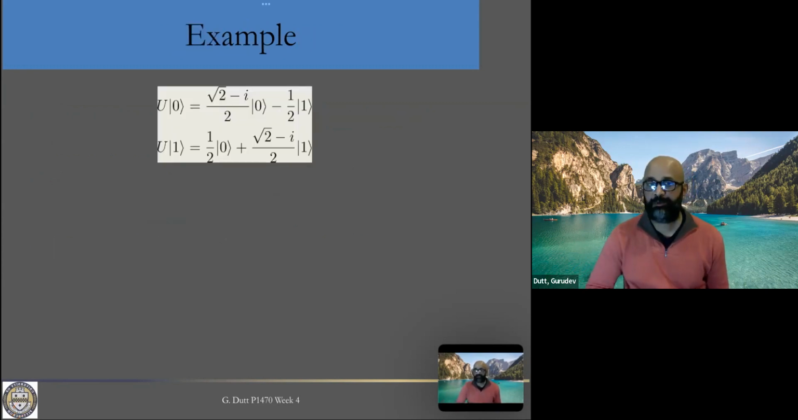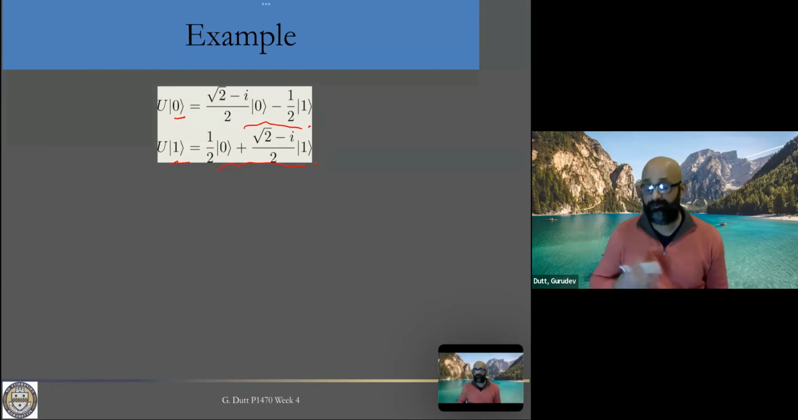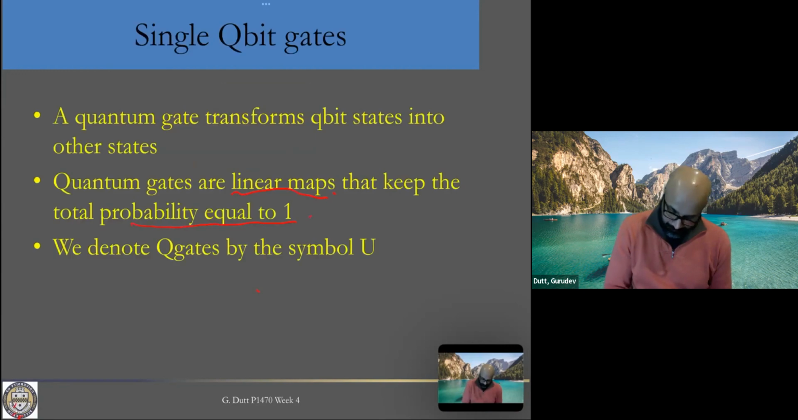So here's an example of a transformation that we are considering. It's a map, as I said. A map basically takes the state 0 into this other state, and similarly, it takes the state 1 into this other state. Now we have to verify two things, as I just mentioned. We define that it has to be linear, but now we need to verify that it actually keeps the state probabilities equal to 1.